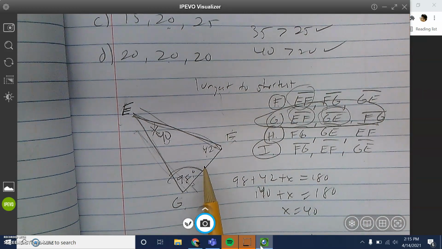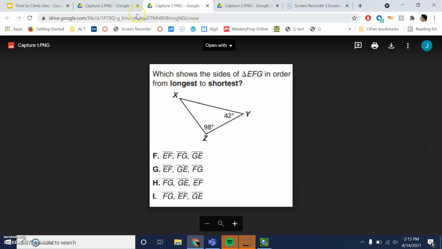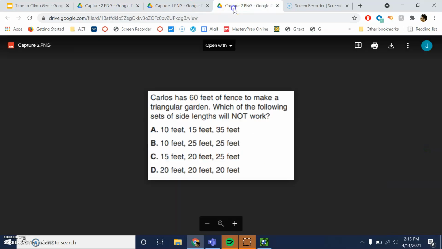Longest or shortest. Cool. All right, next one. Last but not least, let's see. Is that one already? Cool. All right, that is it.